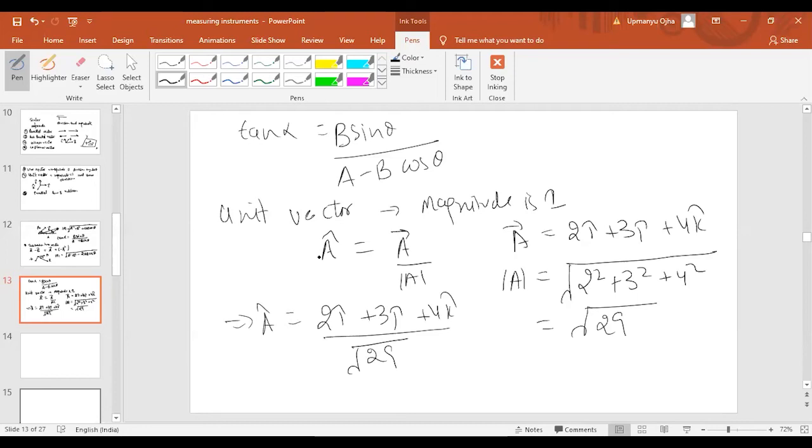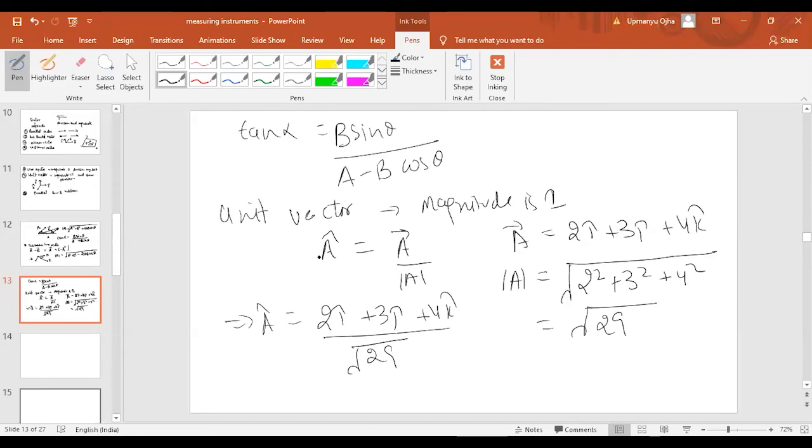Did you understand this or not? If a vector is, for example, 2i cap plus 3j cap plus 4k cap, the magnitude of a vector will be root of 2 square plus 3 square plus 4 square. It will come as root 29. Therefore, unit vector will be equal to a vector by mod of a vector.